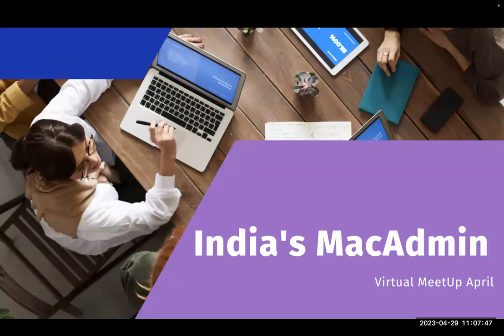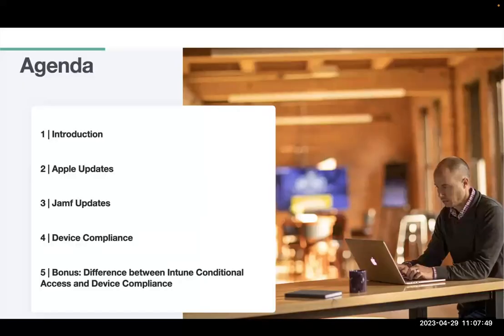So let's start. So yeah, we have the agenda. Again, it is similar: introduction, Apple updates, Jamf update, and then the main topic, which is device compliance. How to use device compliance within Jamf Pro for macOS, what are the benefits, and what is different between Intune conditional access and device compliance?